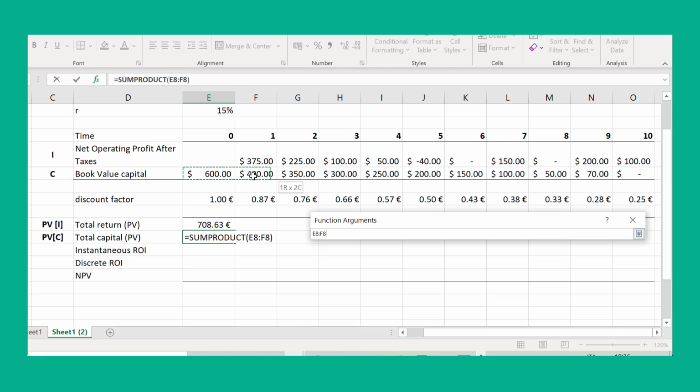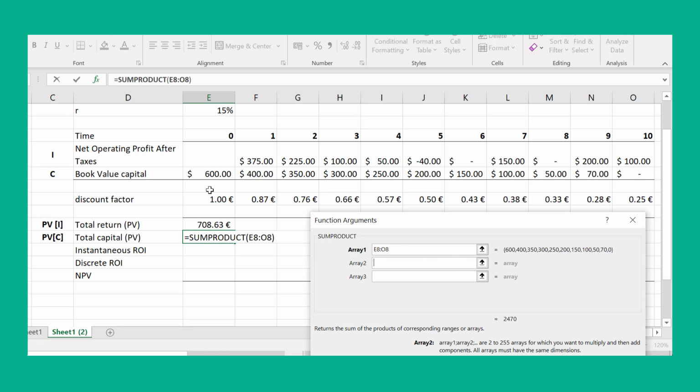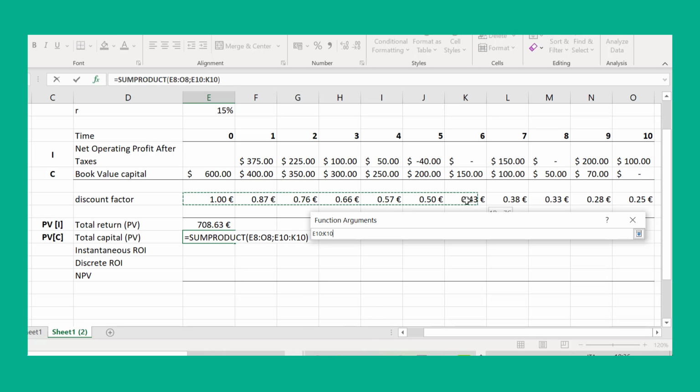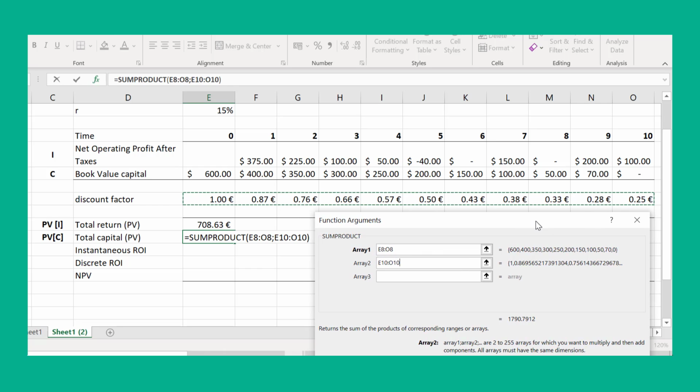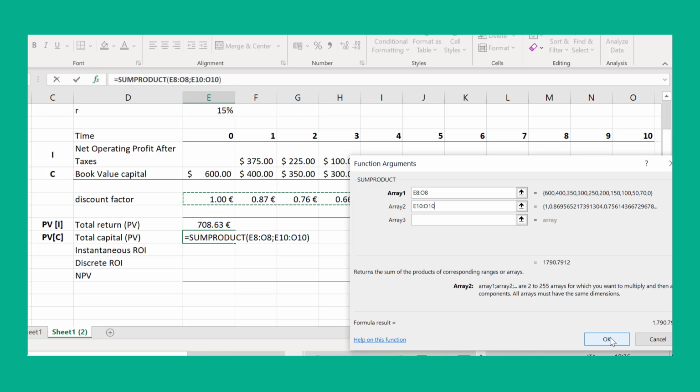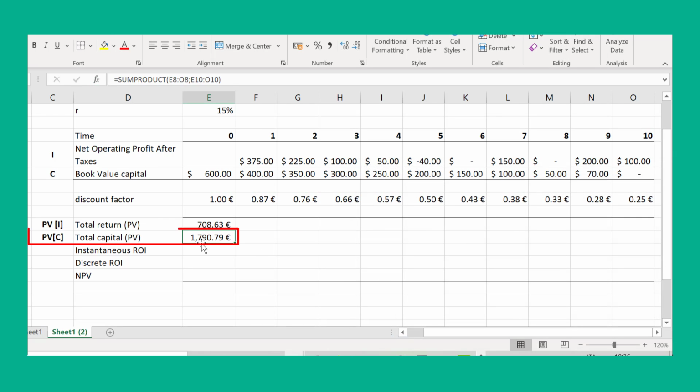Array 1, book values from 0 to 10. Array 2, the discount factors from 0 to 10. Okay, and we get the total capital invested. We divide the total return in present value by the total capital in present value, and we have the instantaneous return on investment.